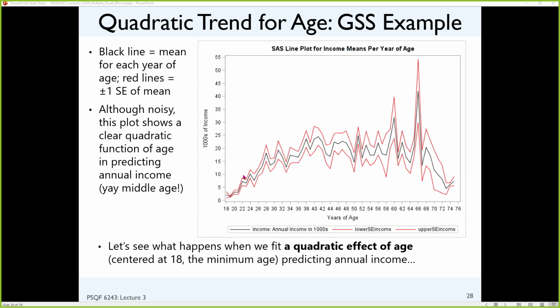So at this point of the function, it looks like there's a positive slope. But as you follow the function along, that positive slope goes flat and then eventually changes directions. So I'm expecting to see a positive slope at age 18 paired with a negative quadratic that slows it down and eventually brings it over here.